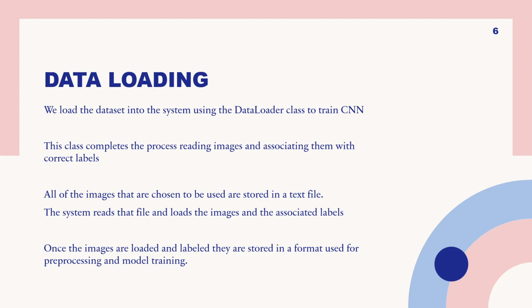So in the first pipeline, I did not use any external libraries. In this pipeline, we're using CNNs, and we load the dataset into the data loading class, which is called the data loader class. This class reads the images and associates them with the correct labels, which are stored in a text file. Once the images are read and labeled, they are prepared in a format suitable for pre-processing and training the model. This process ensures that the system has clean, well-organized data to work with.